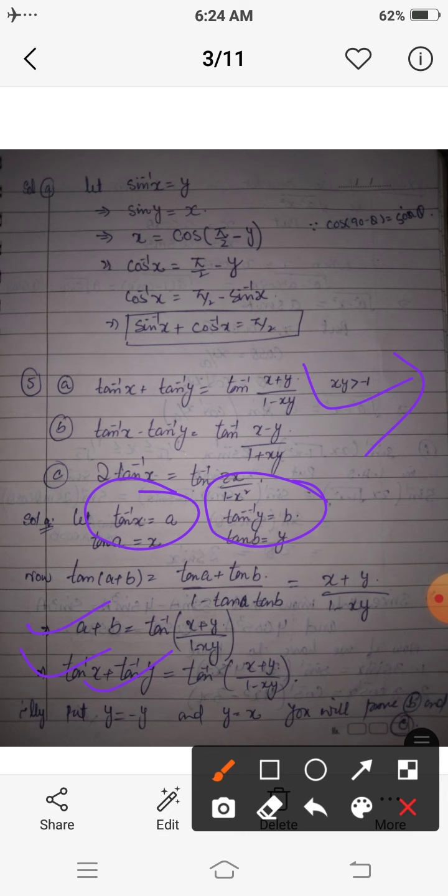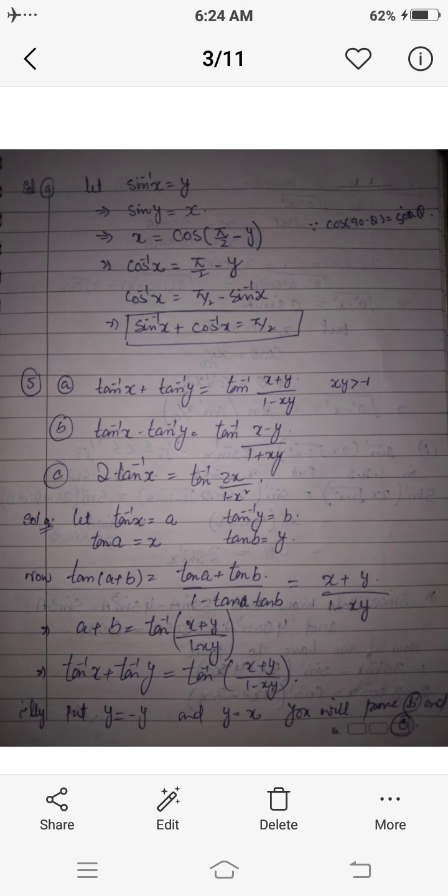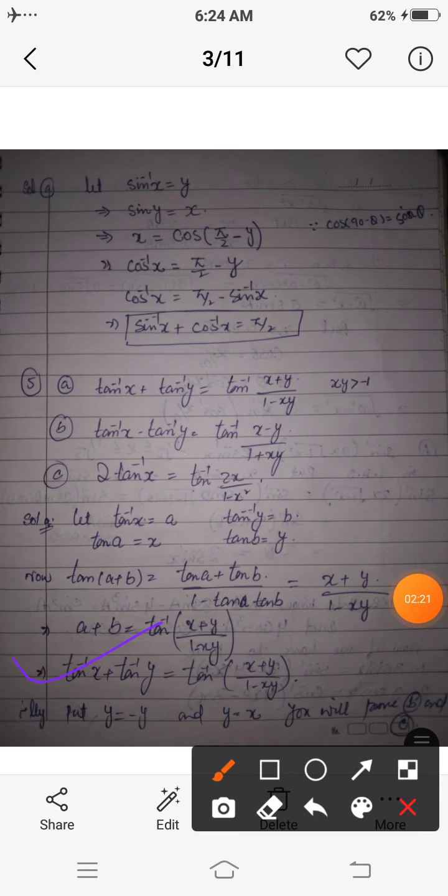Similarly, if in this identity, tan inverse x plus tan inverse y equals tan inverse of (x plus y) upon (1 minus xy), we put y equals minus y, you know that tan inverse of minus y is minus tan inverse y, so when we replace y by minus y, you will get part b.